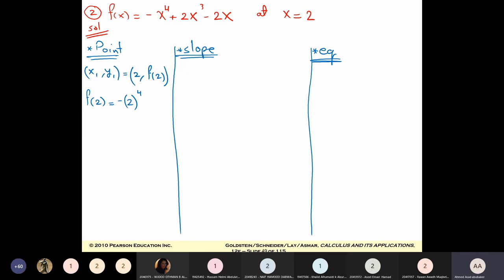Okay, so the negative stays alone. So we need to substitute 2 to the power 4, all of these multiplied by negative, plus 2 to the power 3 minus 2 multiplied by 2, like this. So we have negative 16 plus 16 minus 4. So the point, it's easy, is 2 and negative 4, because this equals negative 4.